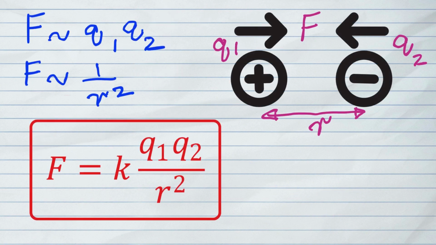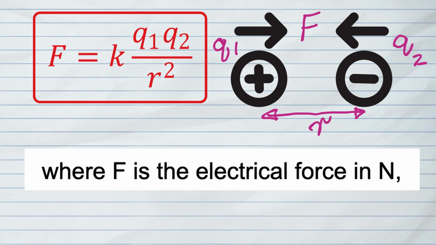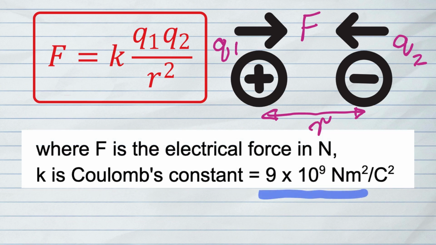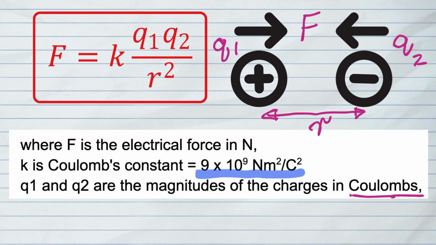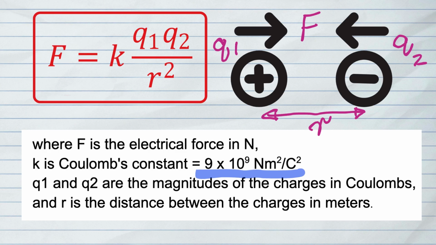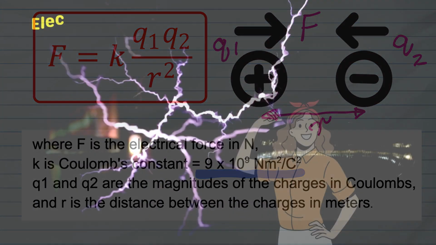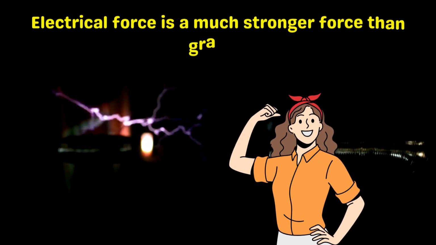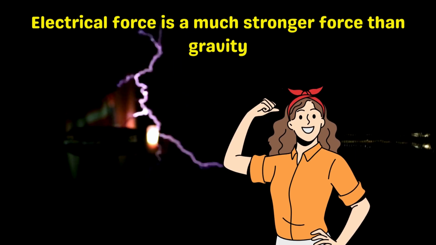Mathematically, it is expressed as F equals K times Q1 Q2 divided by R squared, where F is the electrical force in newtons, K is Coulomb's constant, which equals 9 times 10 to the 9 newton meter squared per coulomb squared. Q1 and Q2 are the magnitudes of the charges in the units of coulombs. So as you can see, the unit of charge is the coulomb, in honor of Coulomb. And R is the distance between the charges in meters. The very large value of K shows that electrical force is a much stronger force than gravity.